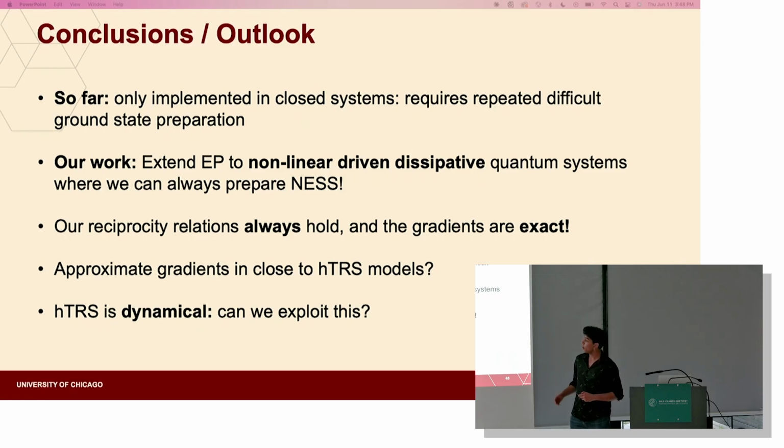And looking forward, the thing that we would want to maybe do is think about, if you're close to these models, like you don't need to be exactly these models, are the gradients approximately correct? Will this still allow you to learn? And another interesting direction is that the symmetry is actually dynamical, so we're not exploiting its full power when we reduce it to do these static derivatives to do EP. So yeah, that's it from me. Thank you.